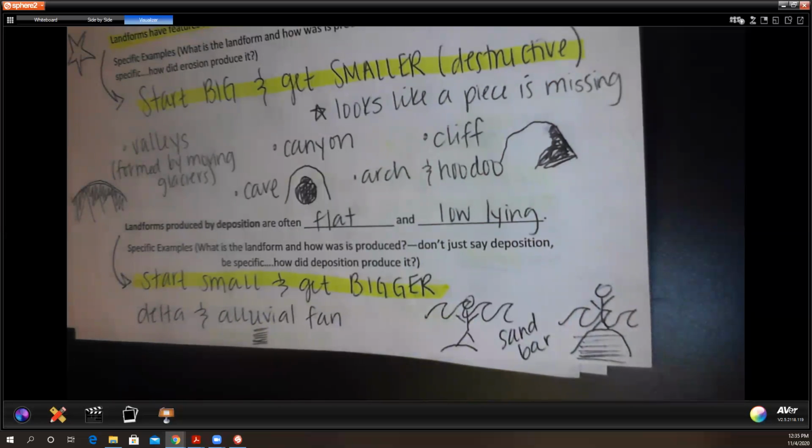So if I were to look at a landform, I should be able to look at it and say, that looks like it started small and got bigger, or it looks like it started big and got smaller. If it started big and got smaller, is it made by erosion or deposition? Started big, got smaller. Landry. That is erosion, because if it got smaller, it means I'm taking things away. If it starts small and gets bigger, it's formed by deposition because it got built up over time.